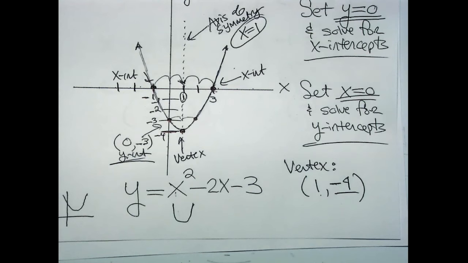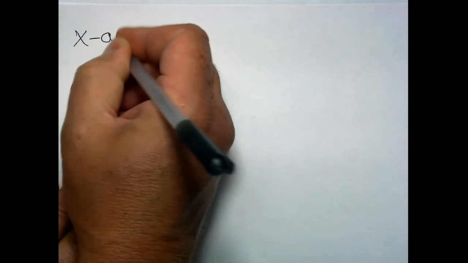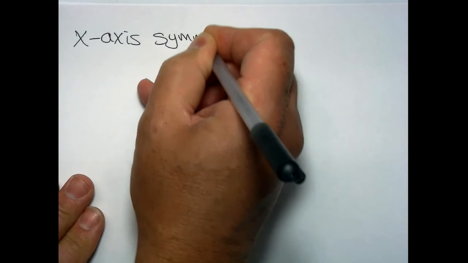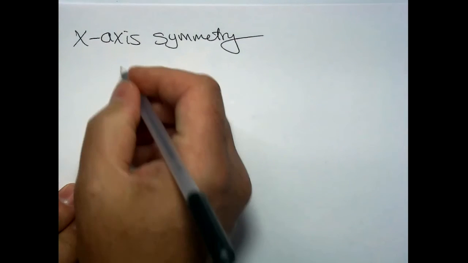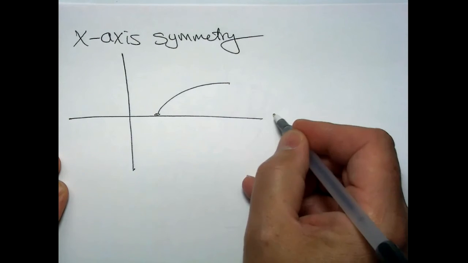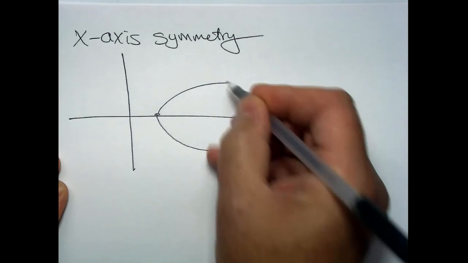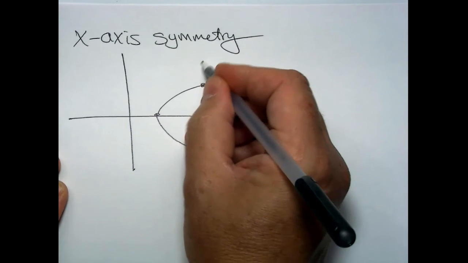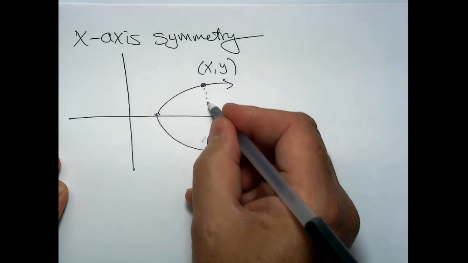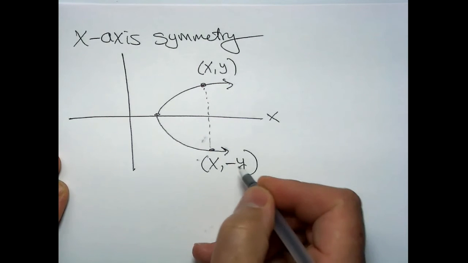There are other types of symmetry worth discussing, and that is x-axis symmetry, y-axis symmetry, and origin symmetry. Let's start with x-axis symmetry. Guys, if you have x-axis symmetry, this is what you got. You've got some kind of curve that lives up here, and the x-axis works just like a mirror, and you get a mirror image right down below it. That's to say that if there were a point x comma y on your curve, there must also be a point x comma minus y on your curve.